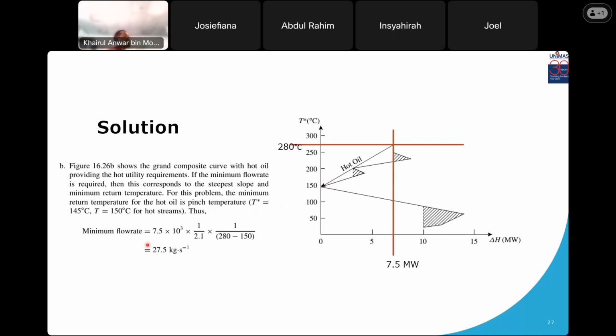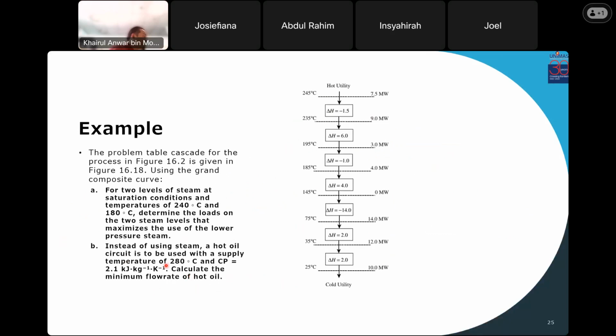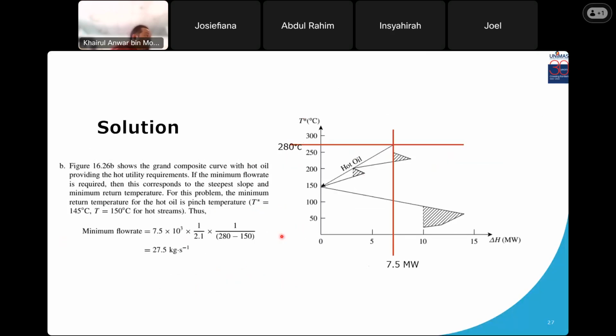To calculate the minimum flow rate for hot oil, starting from 0, touch the line here, and stop at 280. Why 280? Because the supply temperature of hot oil is 280. From the 280, you can get delta H of 7.5 megawatt. 7.5 times 10 to the power of 3, which is mega, times 1 over 2.1, which is Cp for oil, times 1 over 280 minus 150. So you get 275 like that.